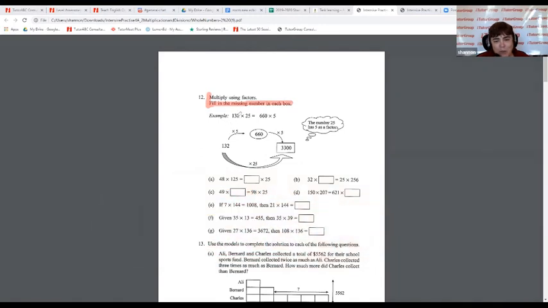They've got 132 times 25, which is the same thing as 660 times 5, because they took 5 from the 25 and multiplied it by 132, which gives you 660, right? 132 times 25 gets you the same answer as 660 times 5.